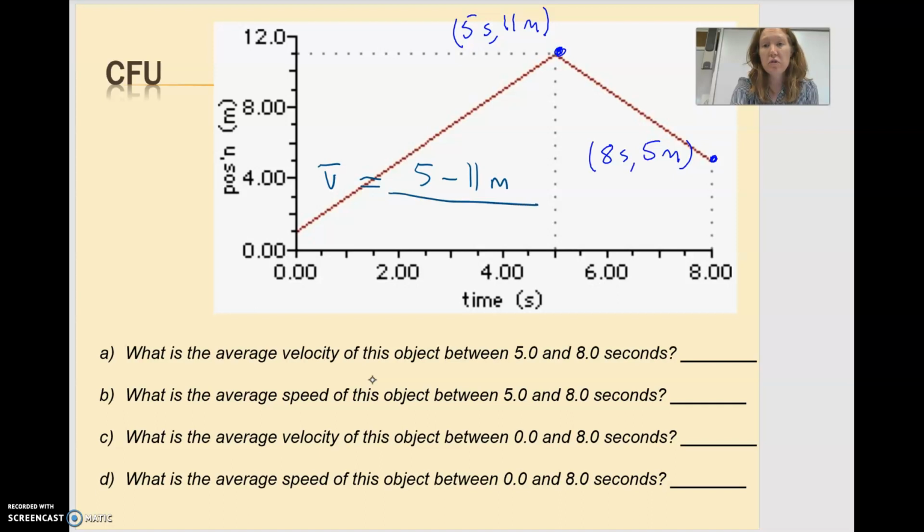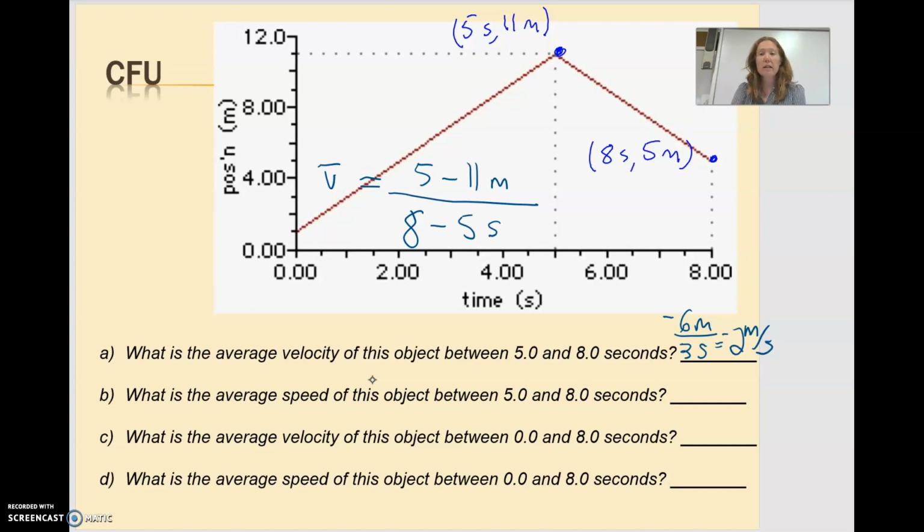Meters over 8 minus 5 seconds. Okay, so then I'd get 6 meters over, or sorry, that's negative, right? Be careful. Over 3 seconds. So if I simplify that, that's negative 2 meters per second. Easy. Then what's the average speed of that thing during that time?